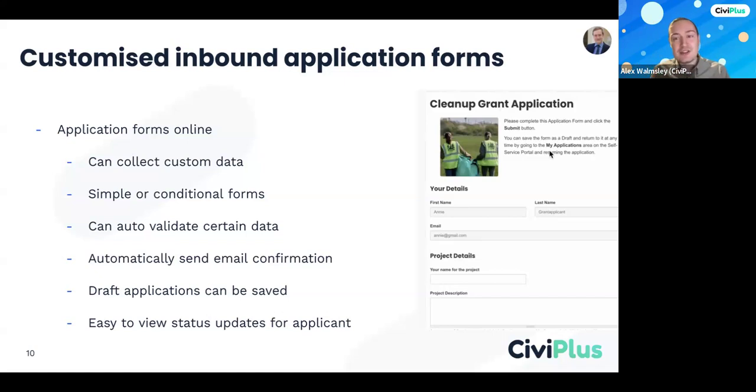You can auto-validate certain data, so you can make it so that certain things have to be put in a certain way. If you want, say, a professional work email, or there's got to be a certain format to the way that something's put in, you can do that.